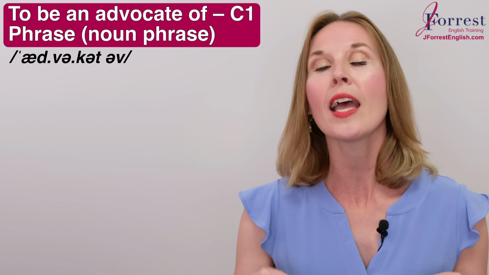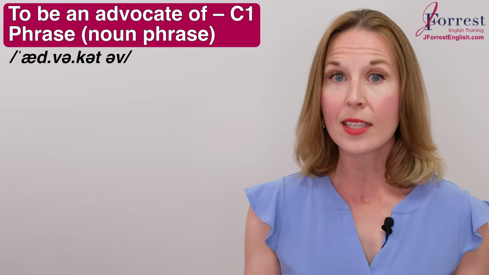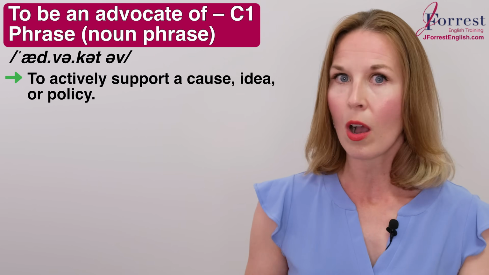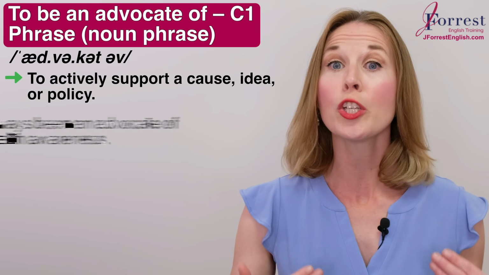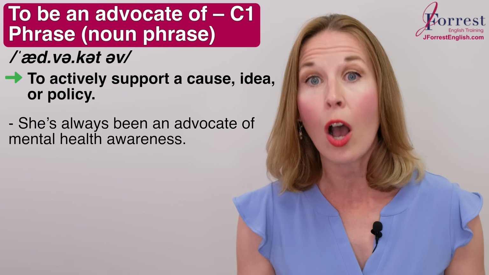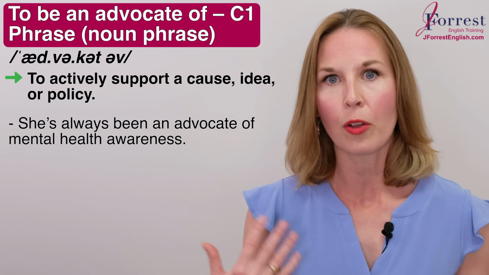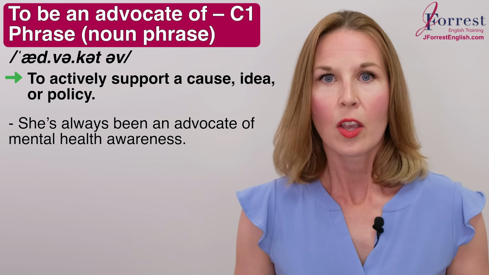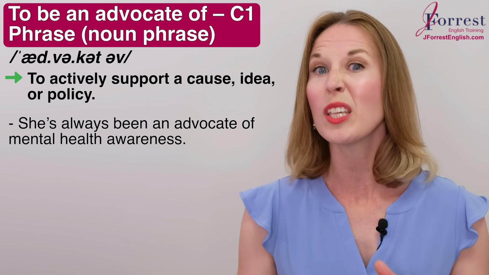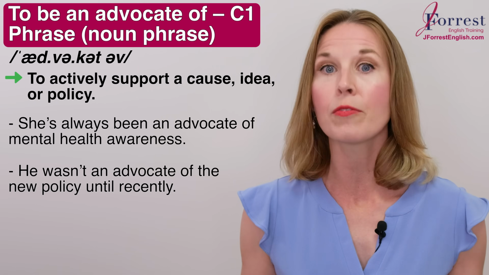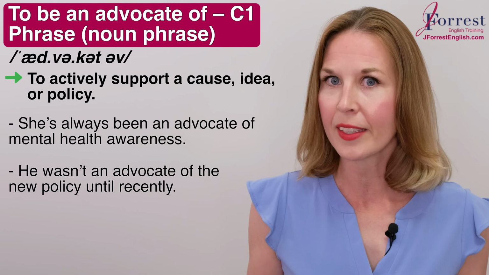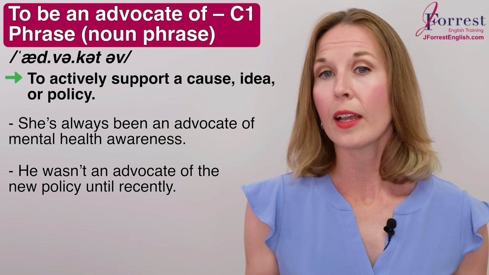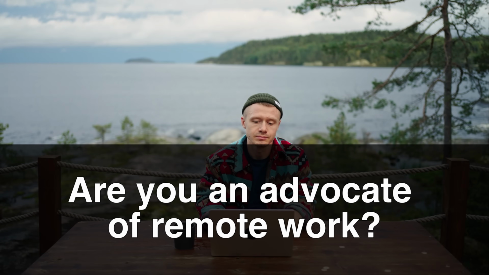Now the next one, to be an advocate of. This is a C1 phrase, it's a noun phrase. So this means to actively support a cause, idea, or policy. She's always been an advocate of, and then something, mental health awareness. So notice again, you have your verb to be that you need to conjugate. Here we have it in the past simple negative. He wasn't an advocate of the new policy until recently, perhaps. So he didn't support it until recently. Or as a question, are you an advocate of remote work?